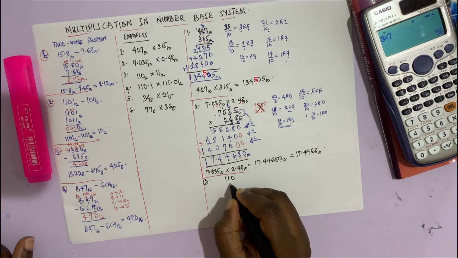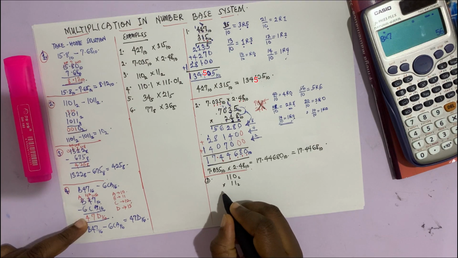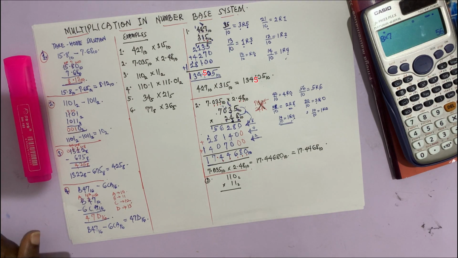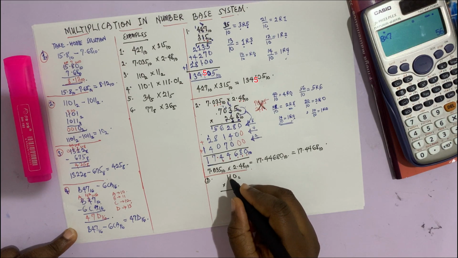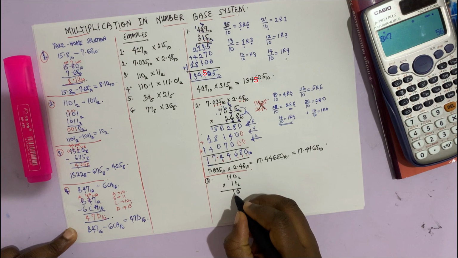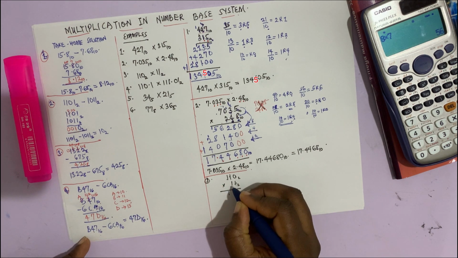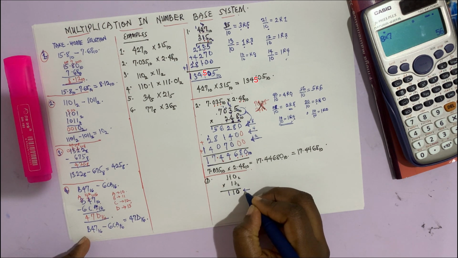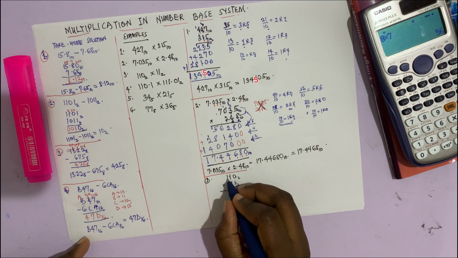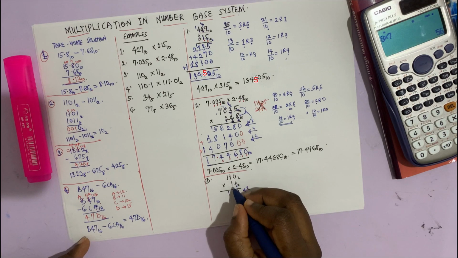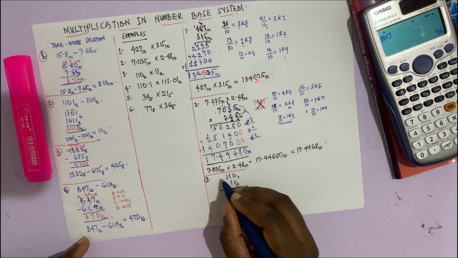110 times 11 base 2. Now, 1 times 0 will give us 0. 1 times 1 gives us 1. 1 times 1 will give us 1. So this is the first one that we multiplied. We take this first one and use it to multiply all digits here. This is the answer.